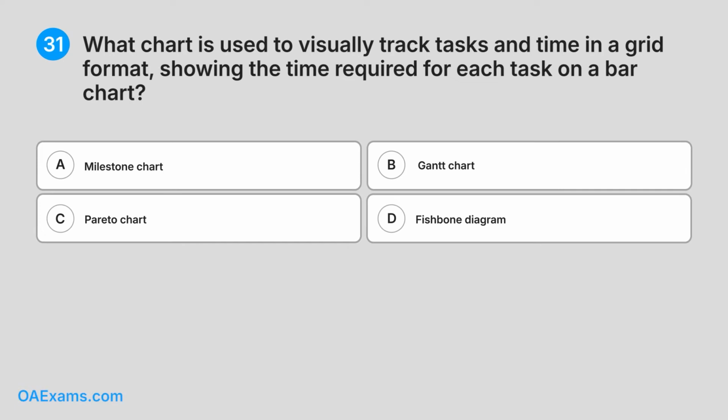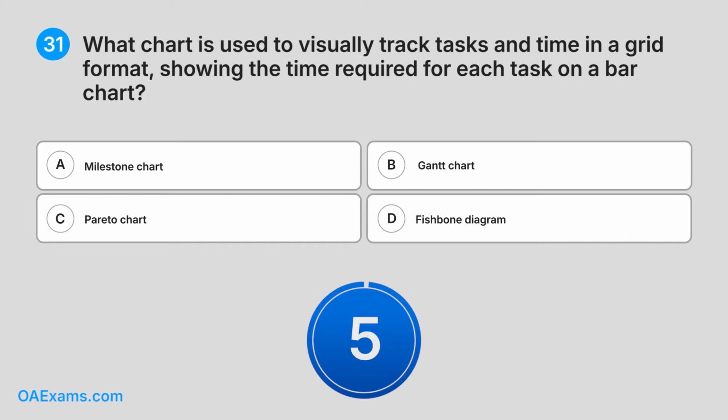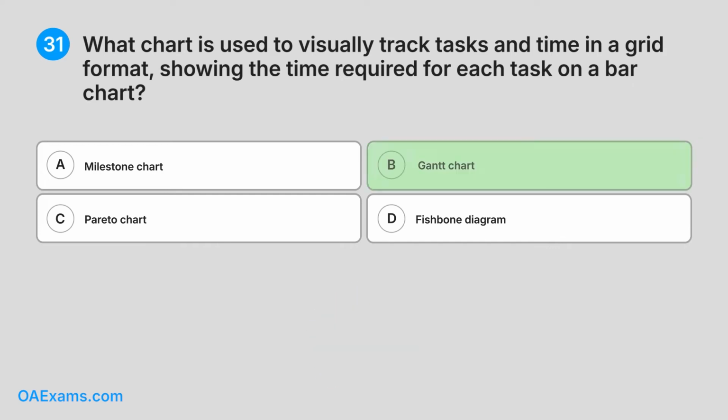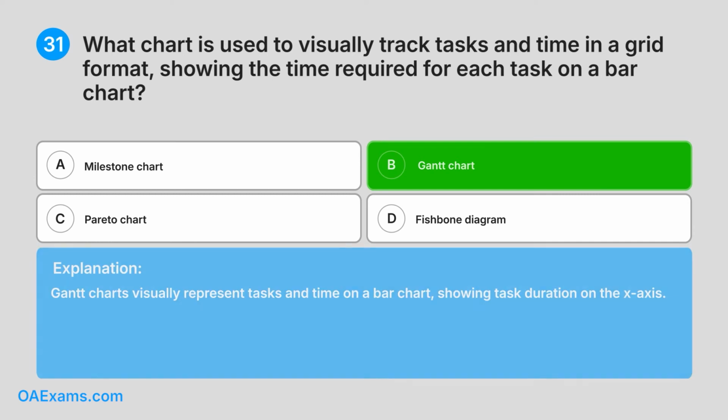31. What chart is used to visually track tasks and time in a grid format, showing the time required for each task on a bar chart? A. Milestone chart. B. Gantt chart. C. Pareto chart. D. Fishbone diagram. What do you think is the answer? Correct. Answer B. Gantt chart. Explanation. Gantt charts visually represent tasks and time on a bar chart, showing task duration on the x-axis.